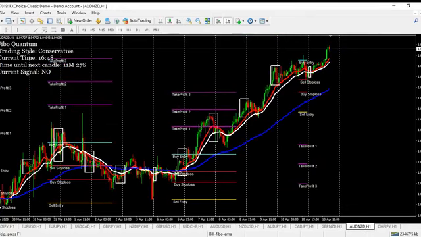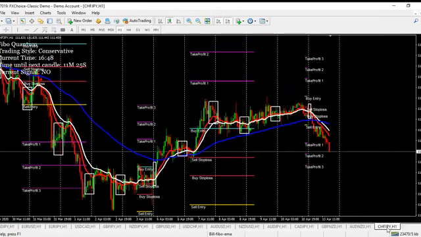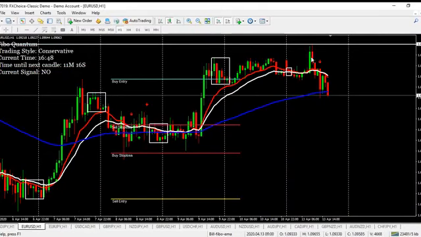AUD NZD is right here, and then CHF JPY. So no signals there. Now, what I wanted to show you real quick was on EUR USD this morning. I got up at 3 in the morning, and on the hourly chart, I saw this big spike candle right here with a big move up.